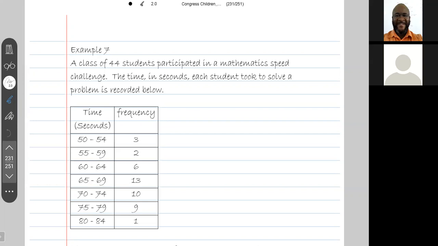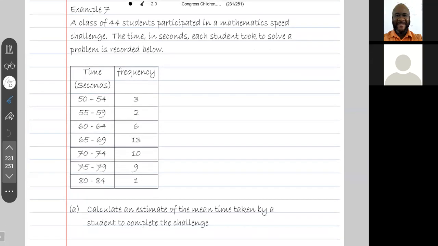So in this scenario, remember with statistics, you're doing data analysis. And the data in this question is the amount of time students took to solve a math problem. There are 44 students, and each student would basically give you a piece of data. So in total, there should be 44 pieces of data.